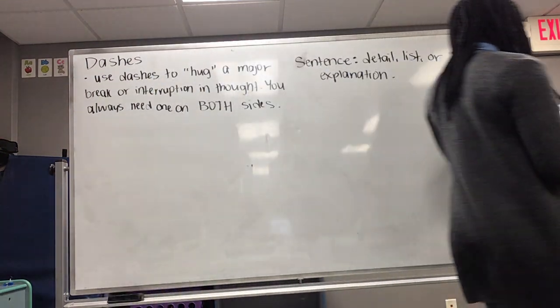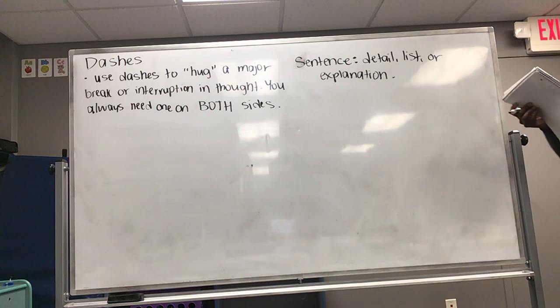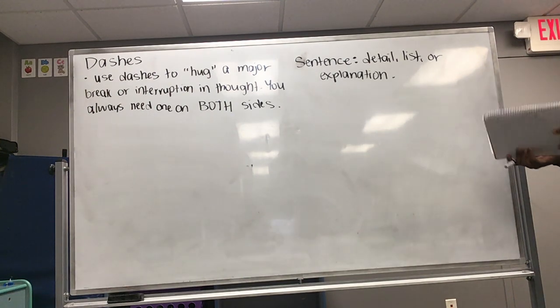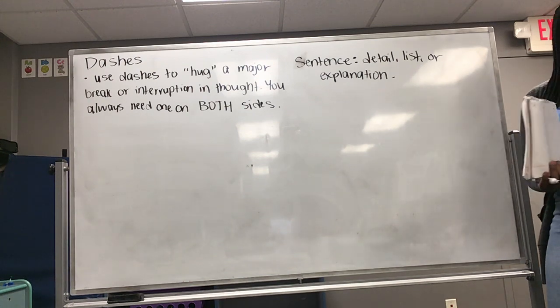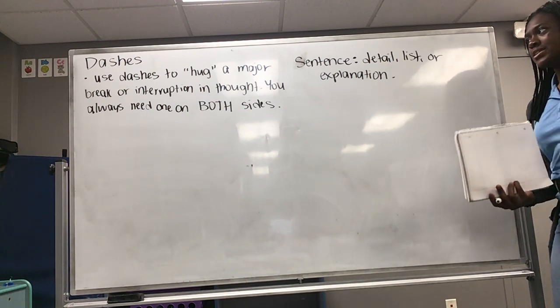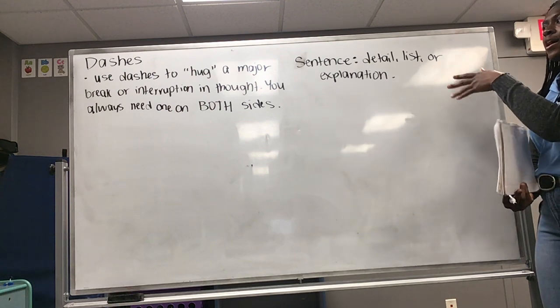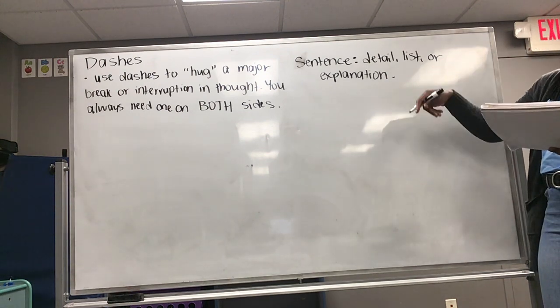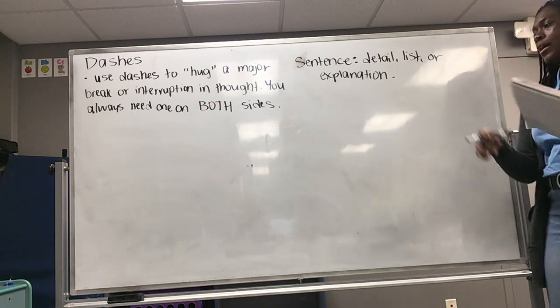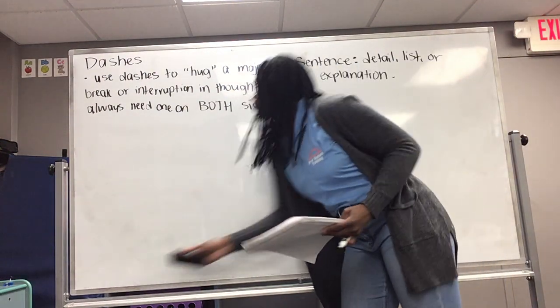Okay, so we use dashes to hug a major break or interruption in thought. And so the dashes are similar to our comma hugs. They go around that non-essential phrase in the sentence, or like the definition says, an interruption in thought. And so with the ACT, you're always going to want to have one on both sides.